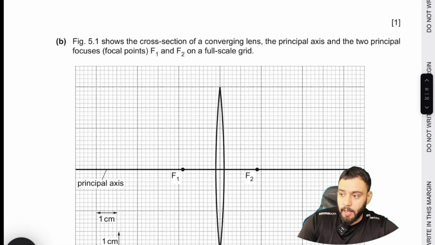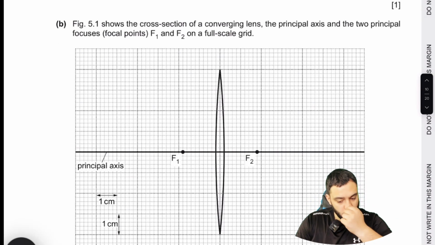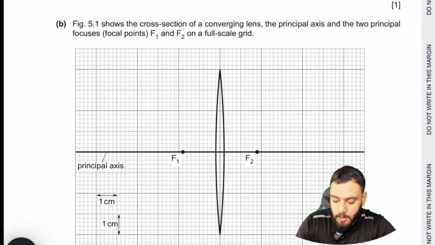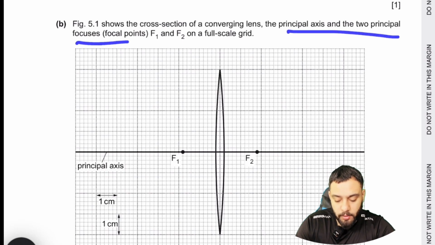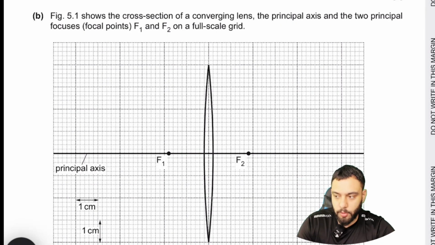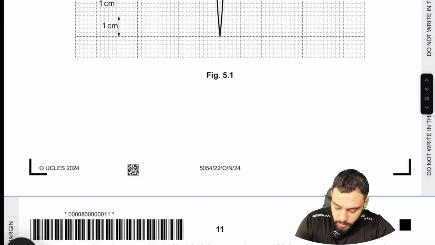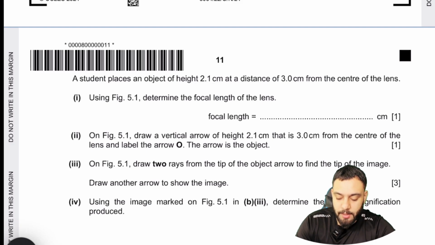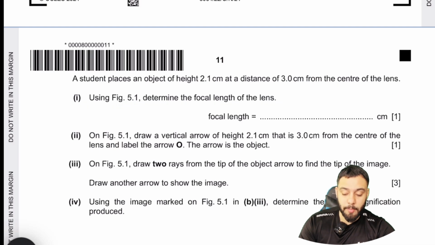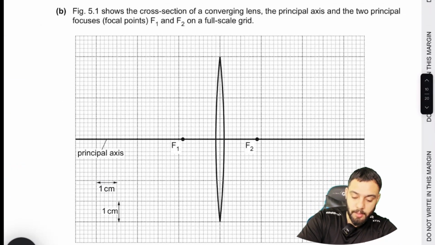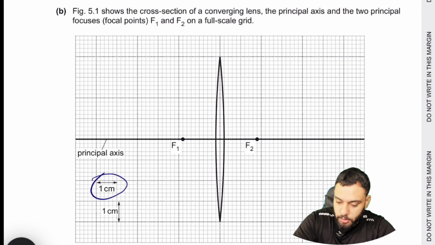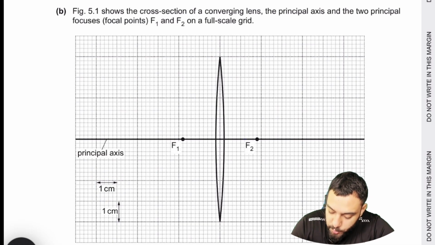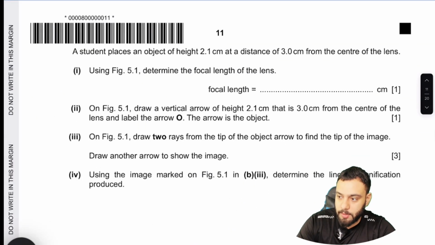Moving on. Figure 5.1 shows a cross section of a converging lens, the principal axis and the two principal focuses F1 and F2 on a full scale grid. A student places an object of height 2.1 centimeters at a distance of 3 centimeters from the center of the lens. Using figure 5.1, determine the focal length of the lens. So each box is 1 centimeter. So the focal length is 1.2, 4, 6, and 8. So 1.8 centimeters is the focal length that I'm getting.